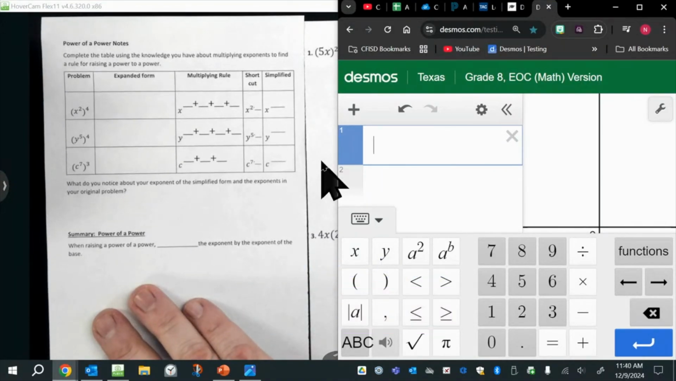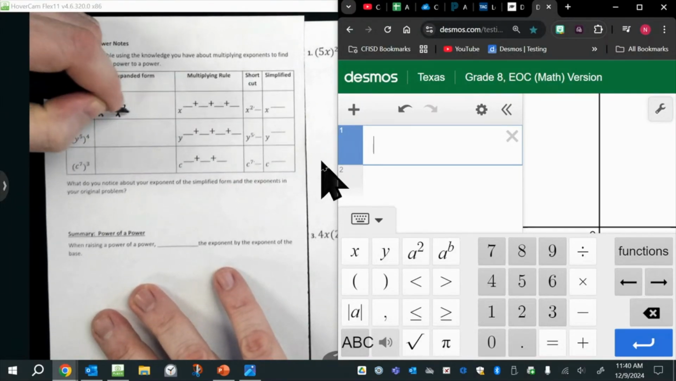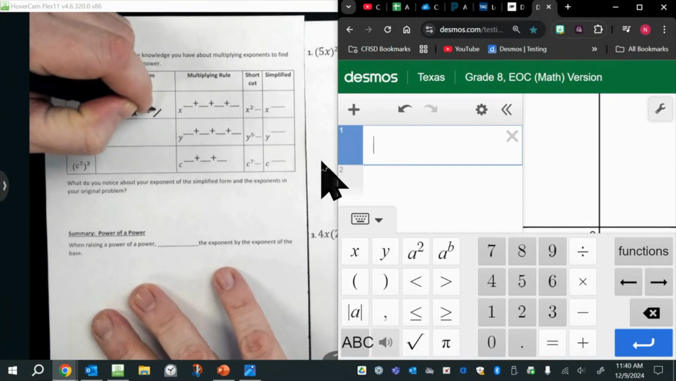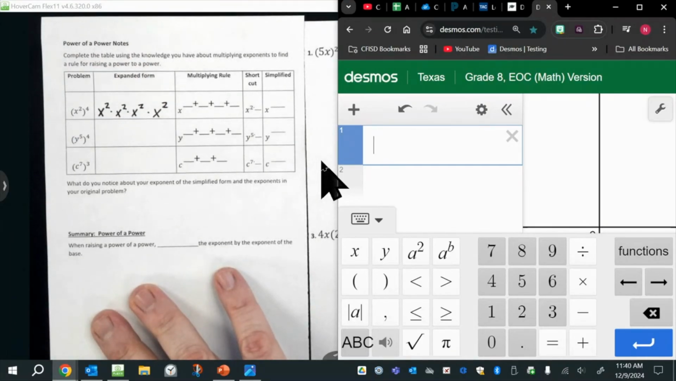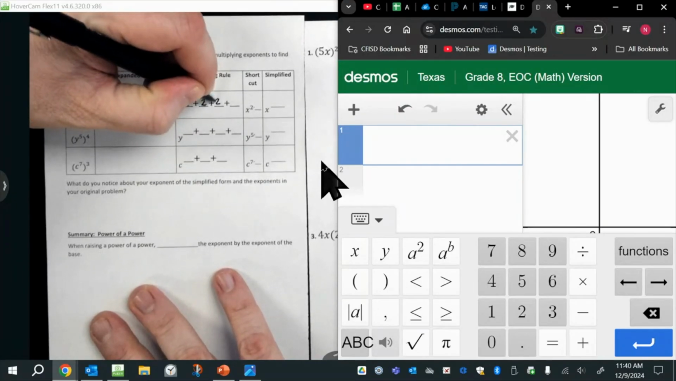So, we're talking about power of a power notes today. We have x squared raised to the fourth. If I were to expand that out, this is what we're saying: x squared times x squared times x squared times x squared. Essentially, I'm writing that out 4 times. What is that really? Well, there's two of these, two of these, two of these, two of these.